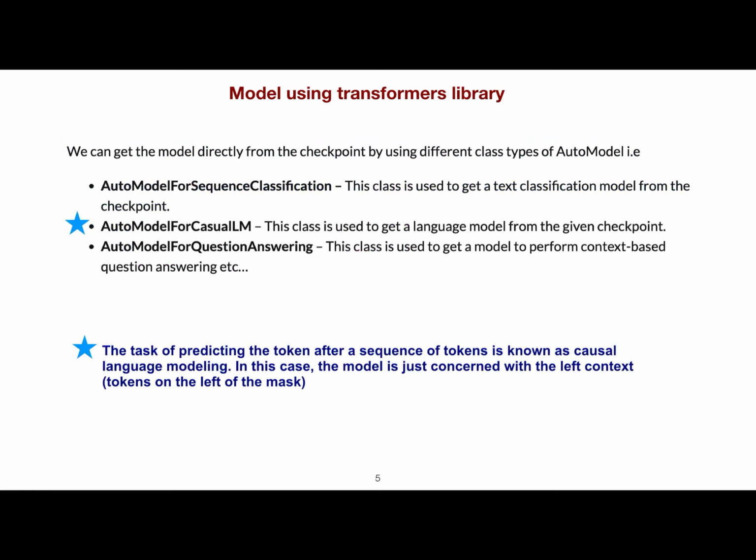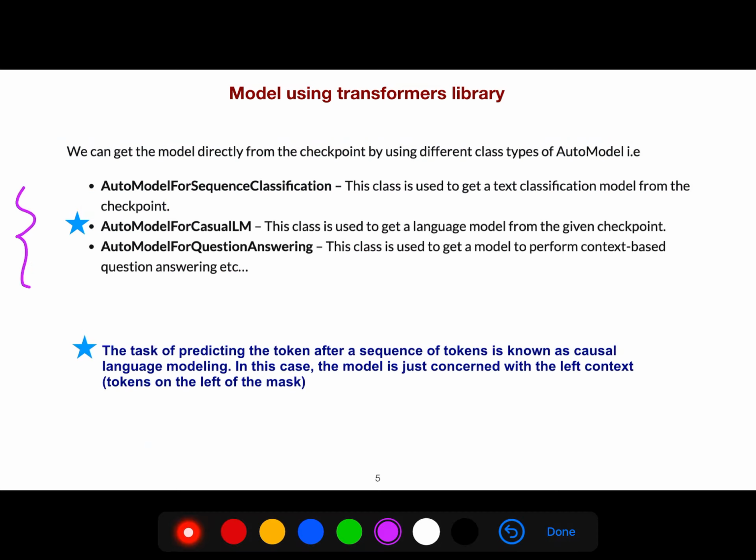And now the model using the transformers library. We can get the model directly from the checkpoint by using different class types of AutoModel. We have three different classes. The first one is sequence classification, and the second one is causal language model.